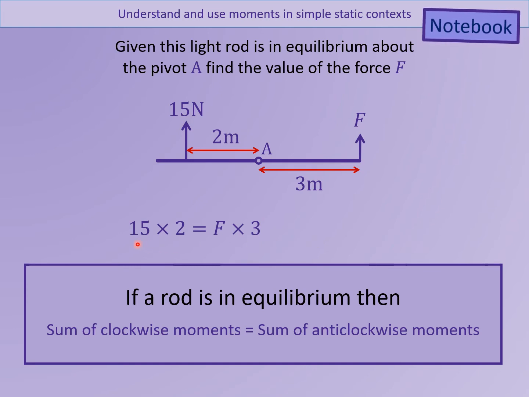That in this case, we've got 15 times 2 equals F times 3. The clockwise ones must equal the anti-clockwise moments. And then it just means that it's very straightforward to solve. 15 times 2 is going to be 30. 30 divided by 3 gets you a force of 10 newtons. Okay? It's important just really to understand what we mean by equilibrium when it comes to moments. So pause there if you need more time.